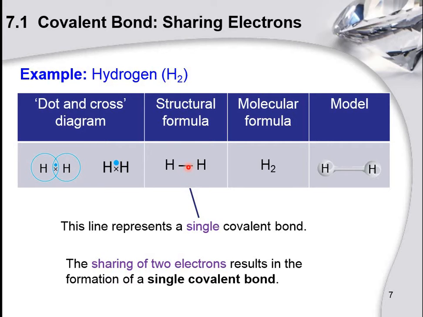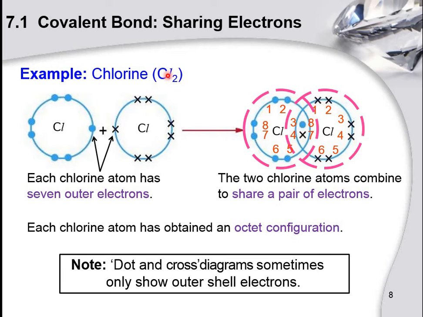This represents a single covalent bond. The sharing of two electrons results in the formation of a single covalent bond. Take chlorine, Cl2. Each chlorine atom has 7 outer electrons: 1, 2, 3, 4, 5, 6, 7. So this is between the same element, chlorine and chlorine.